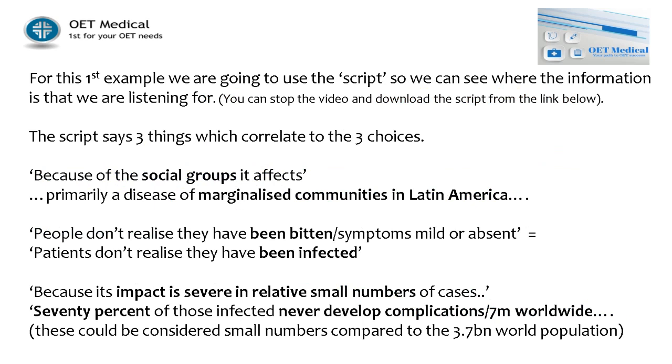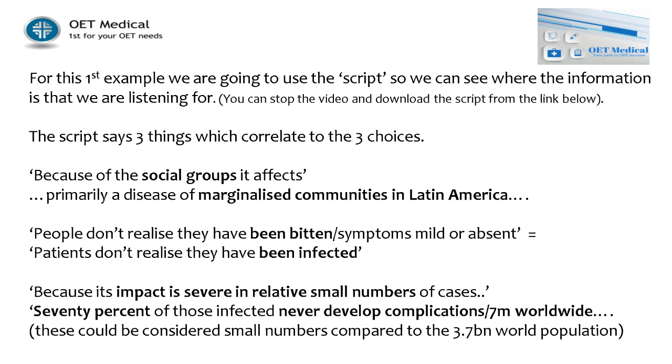For this example, we're going to use a script so we can see where the information is that we're listening for. And of course, you can stop the video at any time and download the script. The script is in the link below. So, the script says 3 things which correlate to the 3 choices. Because of the social groups it affects, primarily a disease of marginalized communities in Latin America. People don't realize they've been bitten and symptoms are mild or absent. Patients don't realize they've been affected.